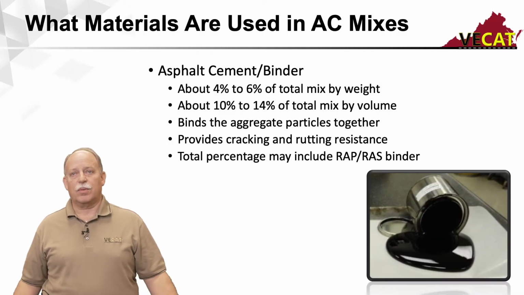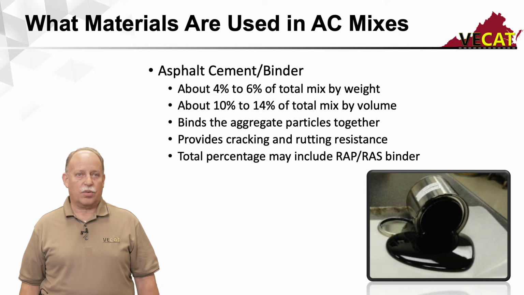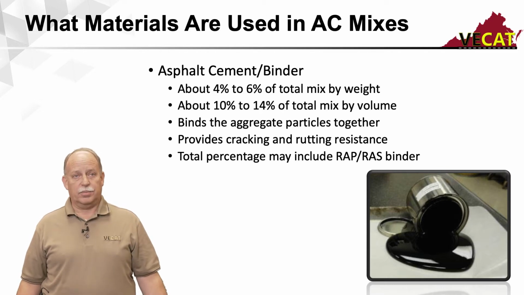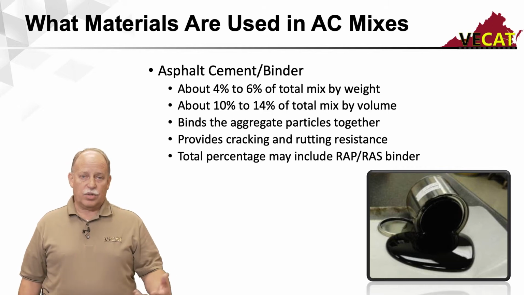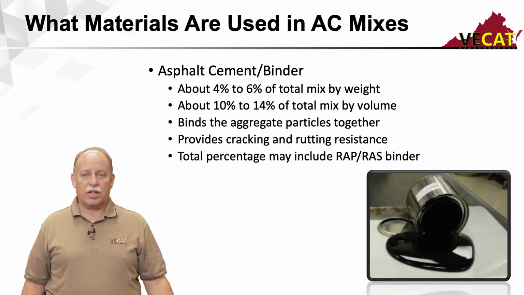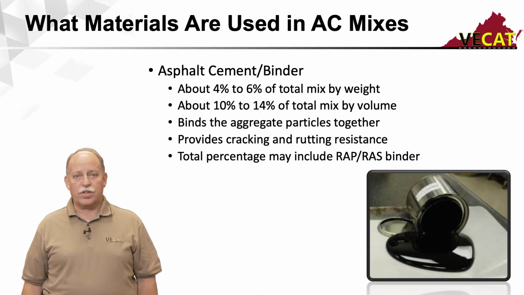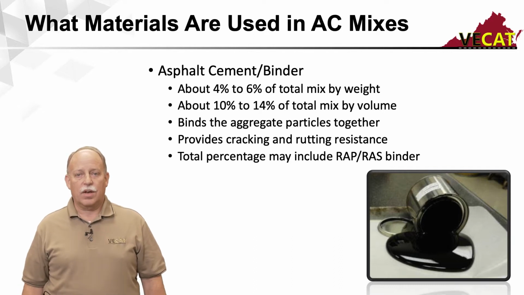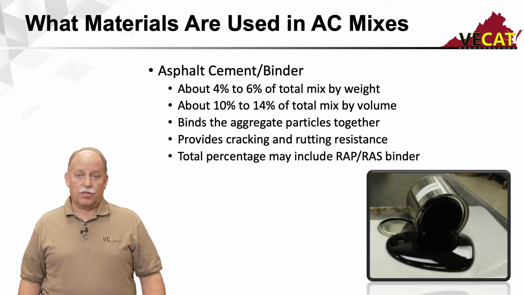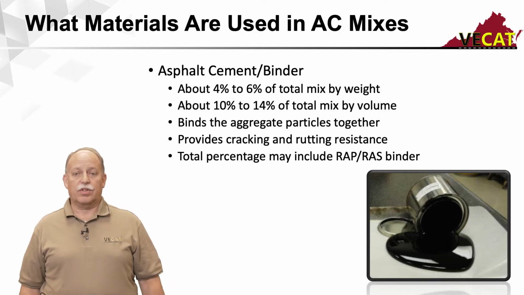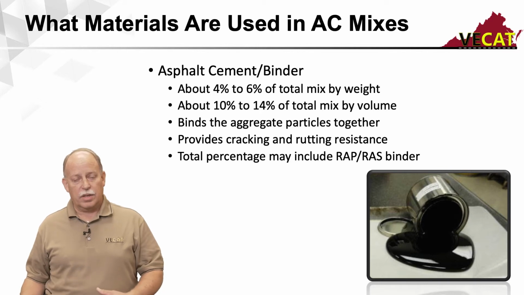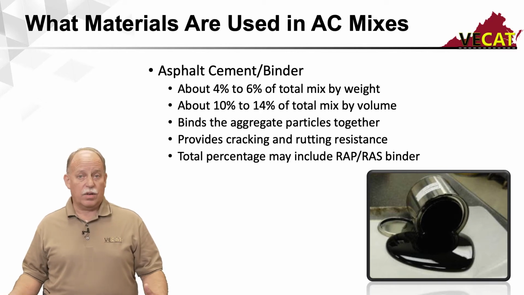So, let's first talk about what materials are used in asphalt concrete mixes. And let's specifically here talk about the asphalt cement or the binder. That binder, as you can see in the picture you have there, is basically the glue that's used, and it's about 4 to 6% of the total weight of that mixture. And conversely, if you think about it in terms of volume, it's about 10 to 14% of the total volume. And if you think about volume, volume includes the air that's in that particular mixture sample, so therefore it's going to be a higher number in this case.